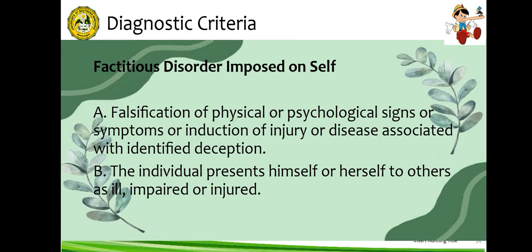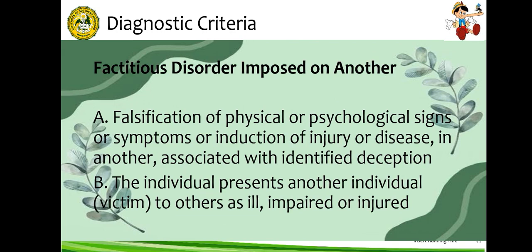And then, ito namang factitious disorder imposed on another: the falsification of physical or psychological signs or symptoms, or induction of injury or disease in another, associated with identified deception. Next, the individual presents another individual, which is the victim, to others as ill, impaired, or injured. The deceptive behavior is evident even in the absence of obvious external rewards, and the behavior is not better explained by another mental disorder such as delusional disorder or another psychotic disorder.